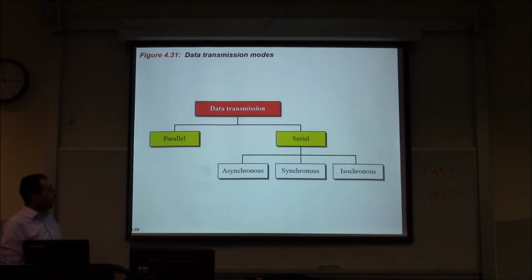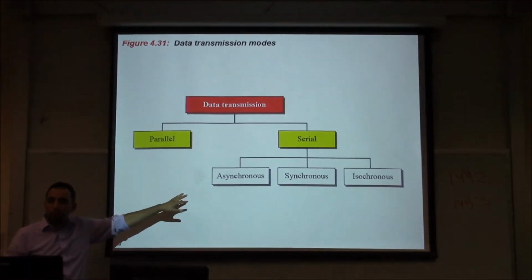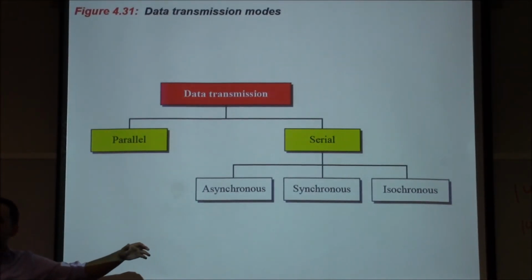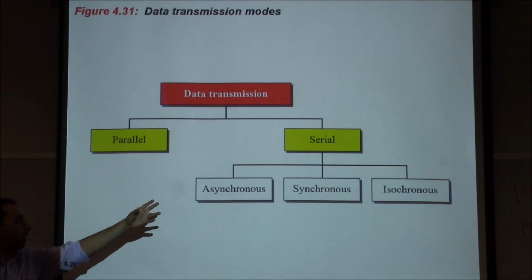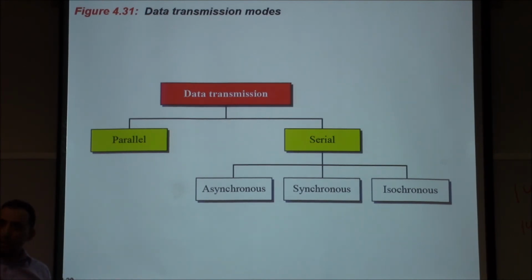Data transmission can happen in 2 different ways, either parallel or serial. We can send data parallel. That means we send the bits at the same time. Like if we want to send 4 bits, we will send them at the same time. That's called parallel. Serial, we send them 1 bit at a time.